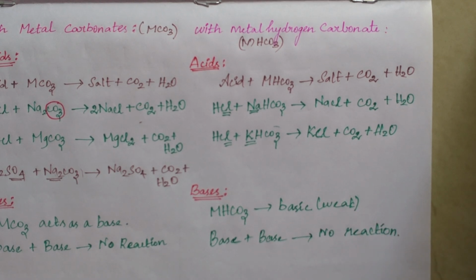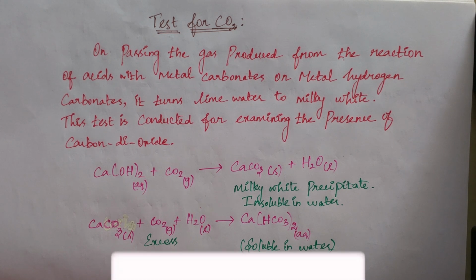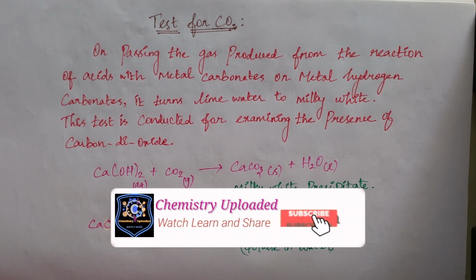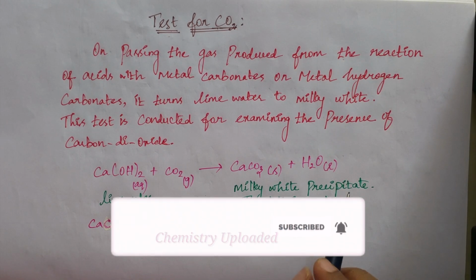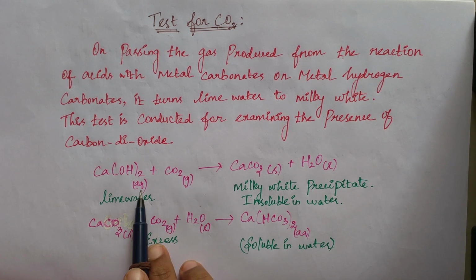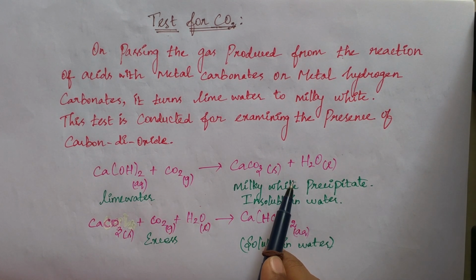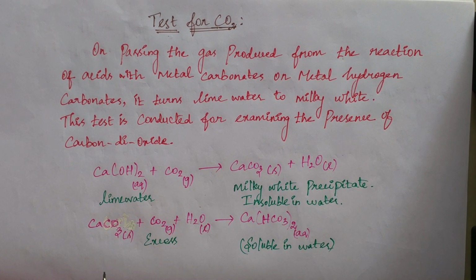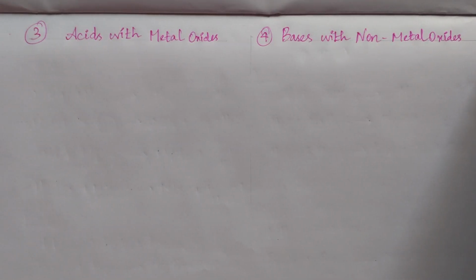So second point over. How will you confirm that carbon dioxide is evolved during the reaction? For that question you have to answer like this, but please mention the physical state of each compound, students. So this is the test for carbon dioxide. Third reaction, acids with metal oxides.